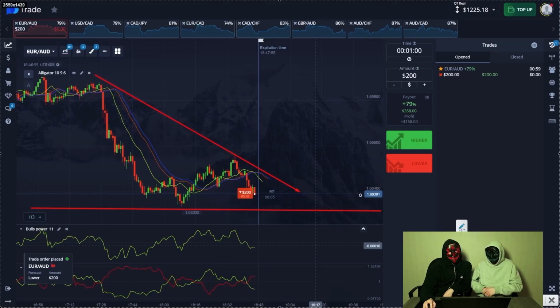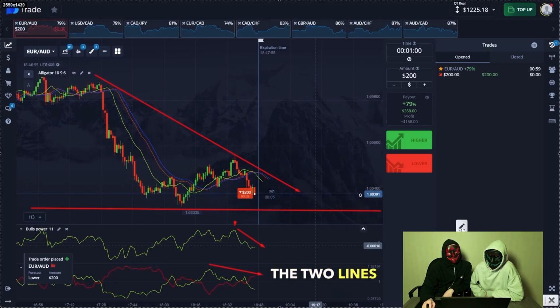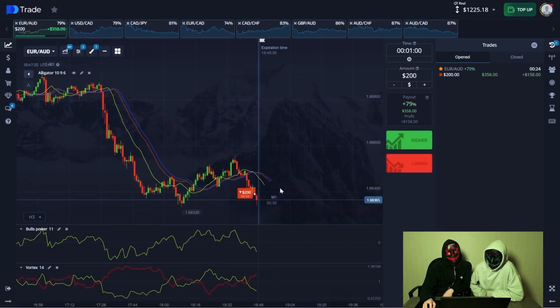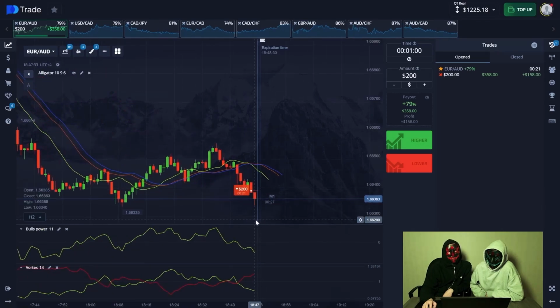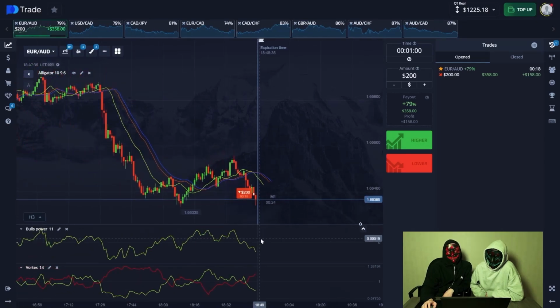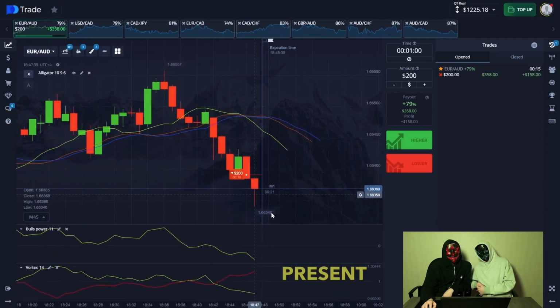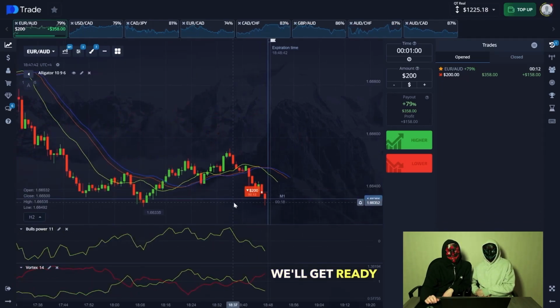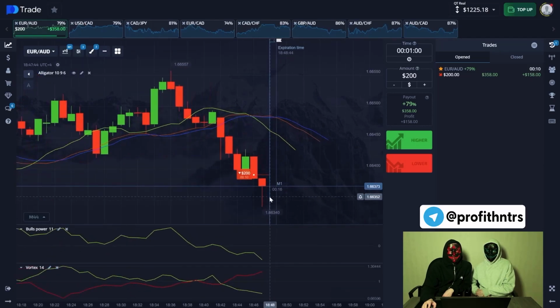Look at the bull saw. We have a drop at this point, and here we have a global decline, plus the moving average has started to exit the intersection of the two lines. There are literally 20 seconds left. A strong shadow is there, present. Now we'll get ready to complete the trade. There are just a few seconds left. $158 is credited to our account.